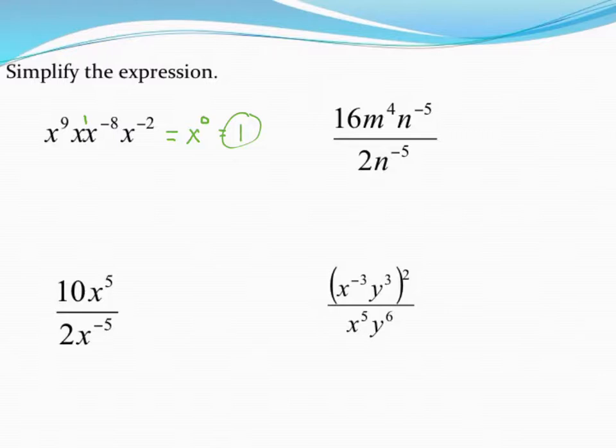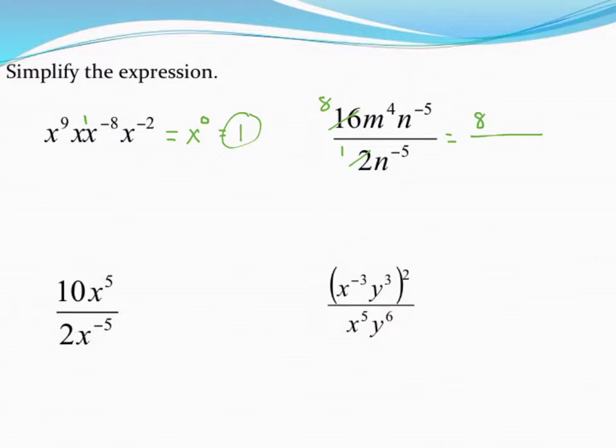Next up, now we have some coefficients with numbers. Well, coefficients, those big numbers in front, behave like normal numbers. So if you look at just 16 over 2, divide that like you'd always divide it. 16 divided by 2 is just 8. Or if you think of simplifying a fraction, you can think of it as 8 over 1. But those numbers don't do anything different. They just do what they always do.